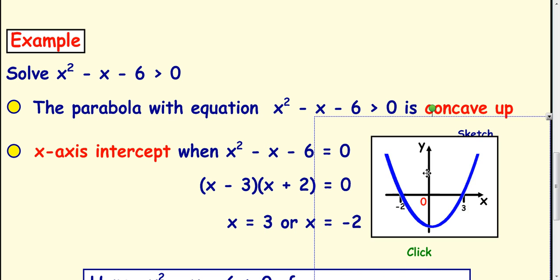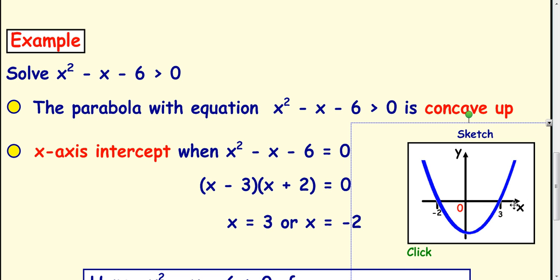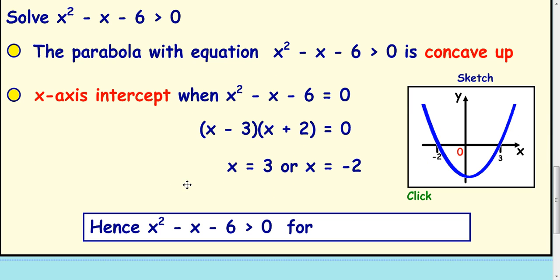So how do we write this? We're looking for all the x values this way, make the graph greater than 0. And all the x values down here, make the graph greater than 0. So, we say that x needs to be less than negative 2, or x is greater than 3.